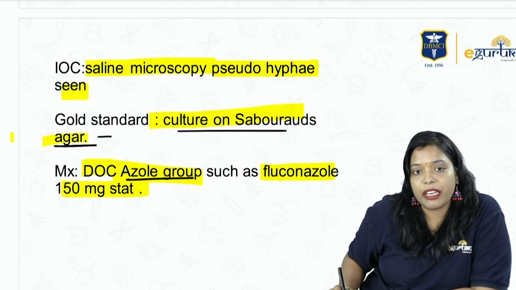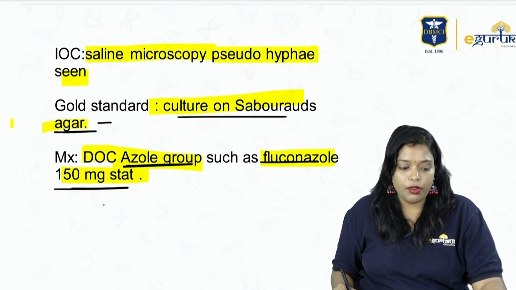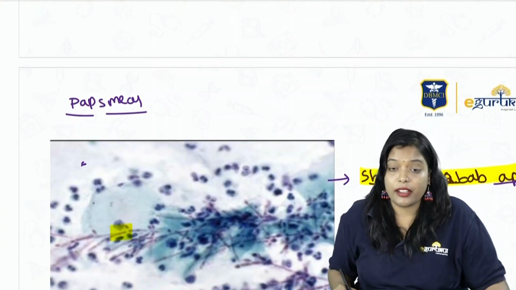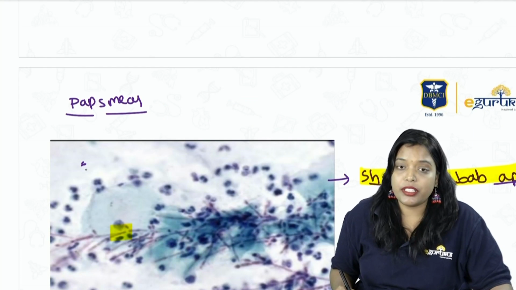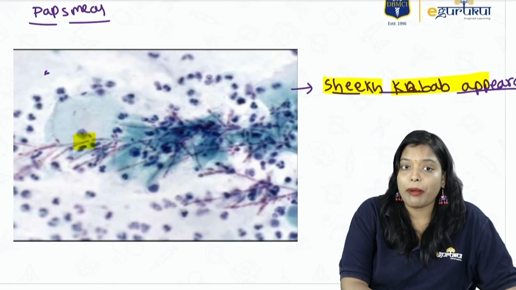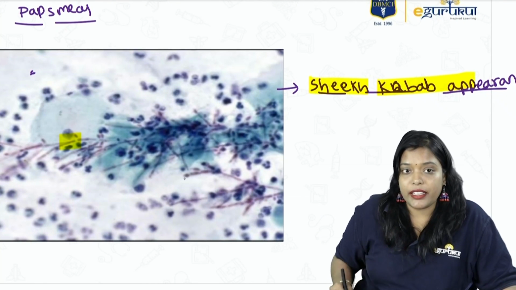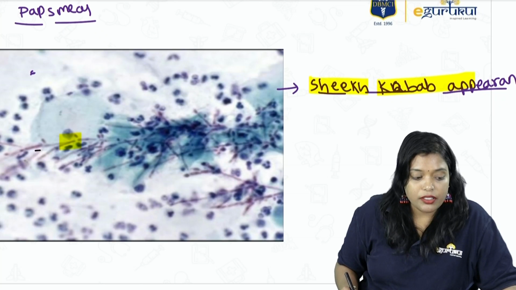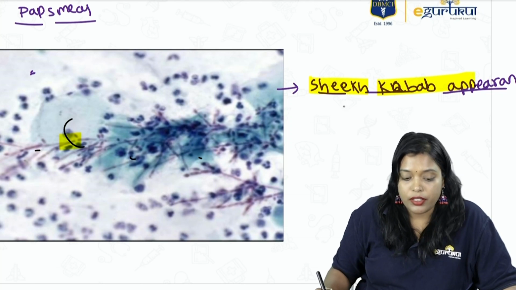Drug of choice is mainly the azole group, such as fluconazole 150 milligram stat. There is a very classical appearance on the pap smear called the sheikh kebab appearance. You will have pseudohyphae, and around the pseudohyphae the epithelial cells are wound around, which is why it looks like a sheikh kebab.